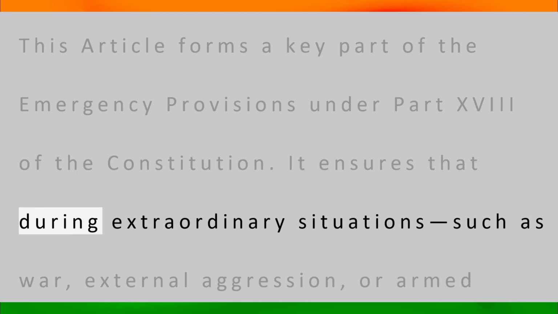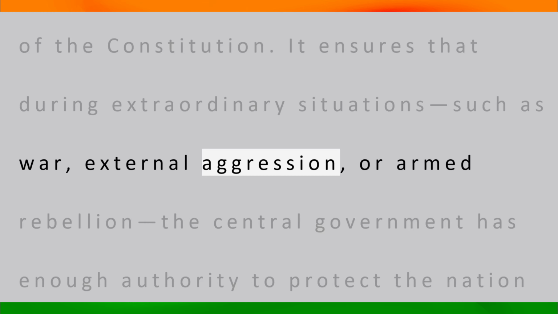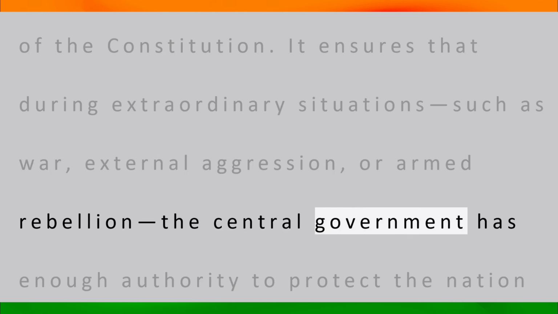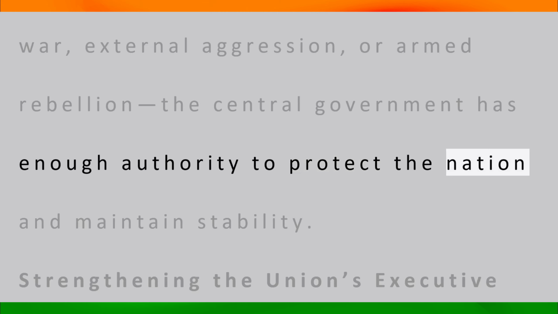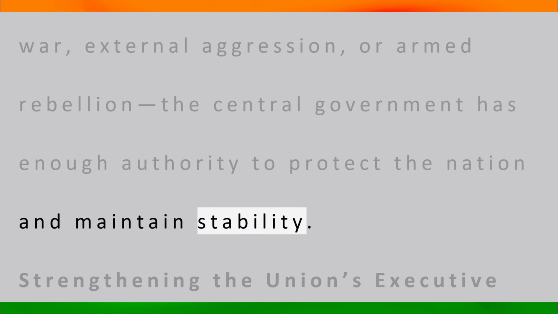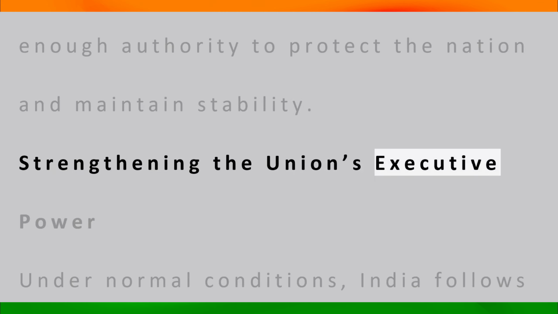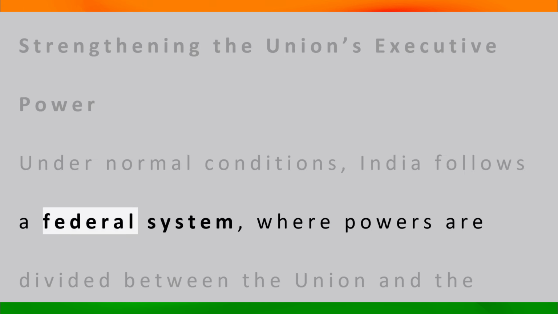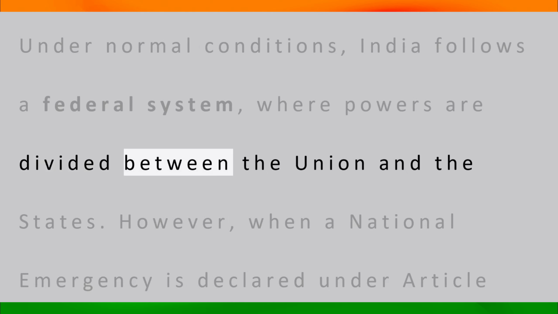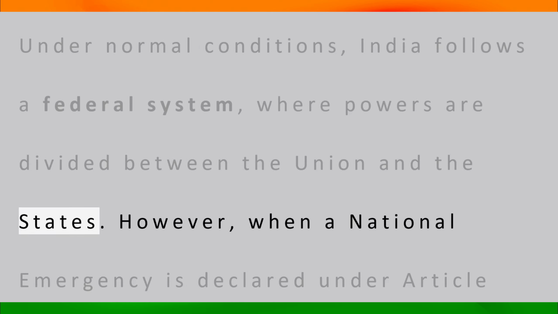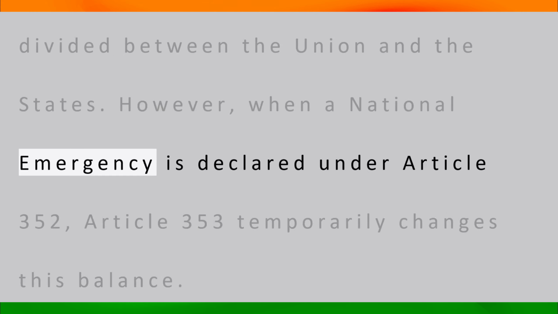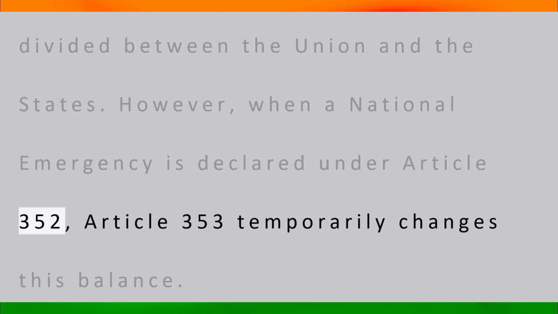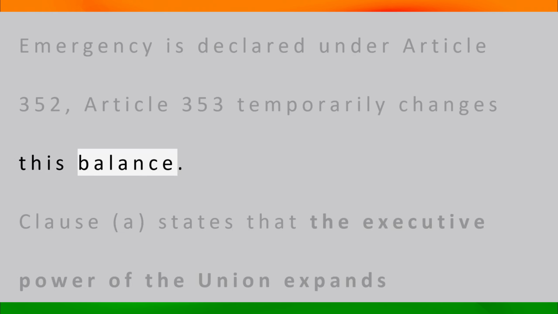It ensures that during extraordinary situations, such as war, external aggression, or armed rebellion, the central government has enough authority to protect the nation and maintain stability. Strengthening the Union's executive power. Under normal conditions, India follows a federal system where powers are divided between the Union and the states. However, when a national emergency is declared under Article 352, Article 353 temporarily changes this balance.